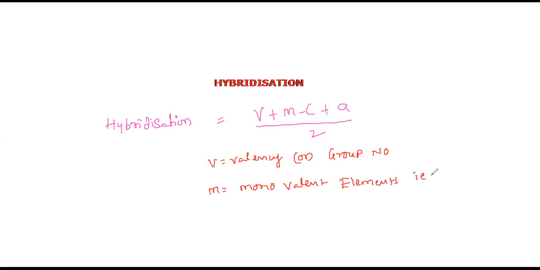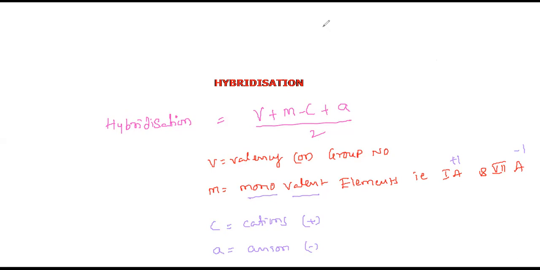So what are those? That is the first A group elements and seventh A group elements, because these two only enter the periodic table with +1 and -1 oxidation. We wrote monovalent means it should be 1, either plus or minus. C means cations, which are positively charged particles. A means anions, which are negatively charged particles. Whatever the molecule having a positive or negative charge, you have to consider that also.